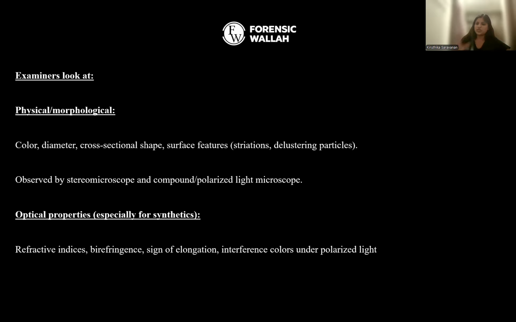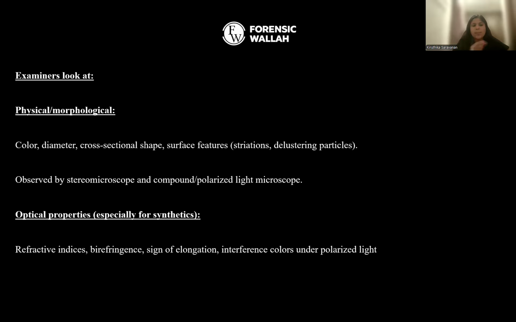People generally get confused between these terms. What is refractive index? Refractive index is nothing but the ratio of the speed of light in vacuum to the speed of light in the fiber. That basic ratio is called the refractive index. It helps us to identify unknown fibers.